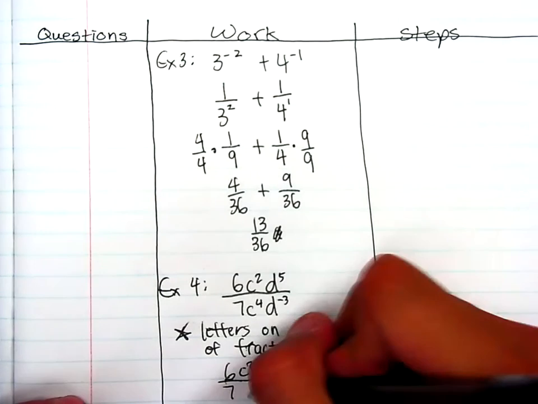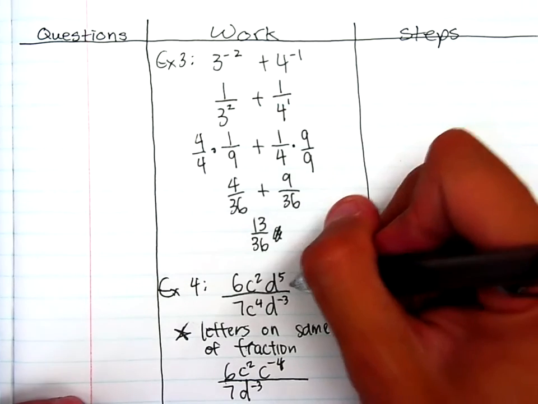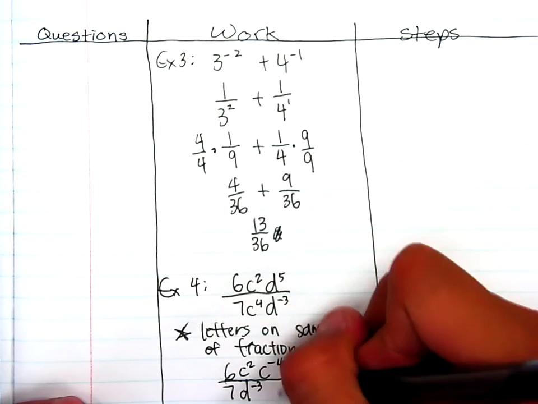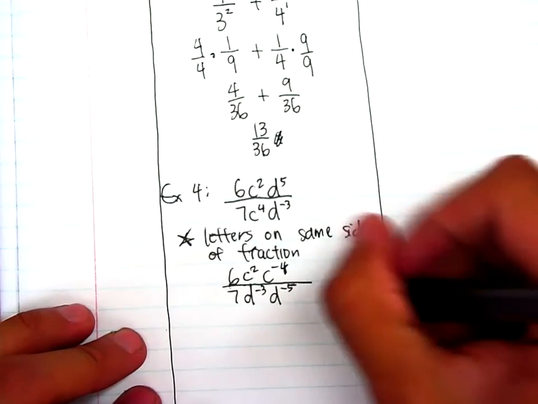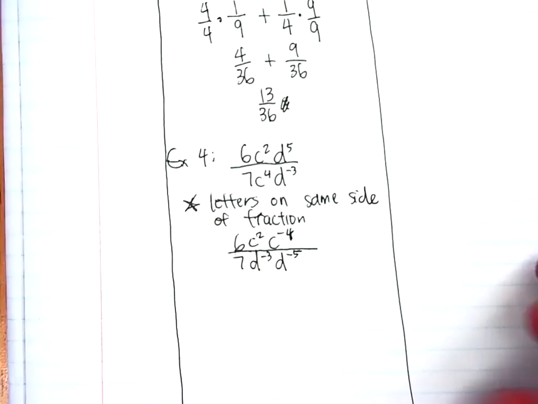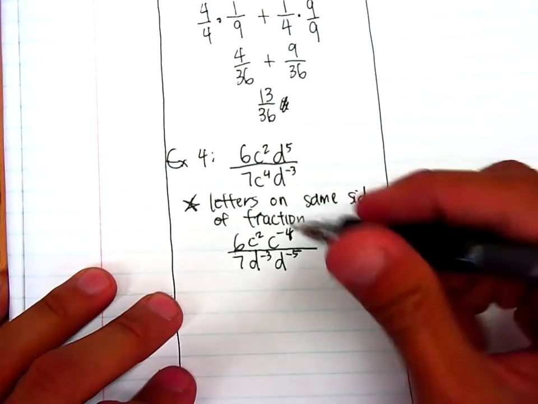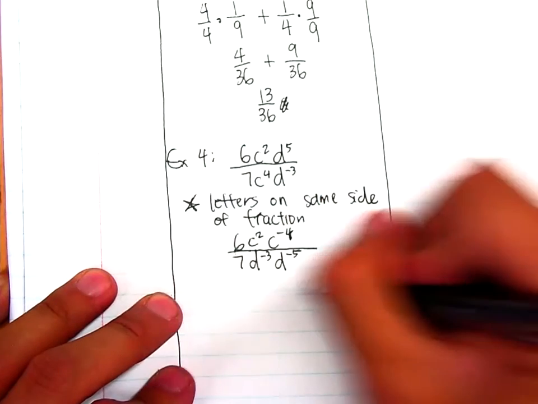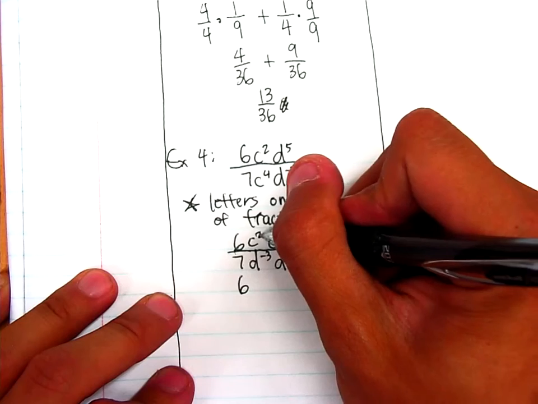Okay? On the bottom, I have D to the negative 3 already, and I want to move the D to the 5th to the bottom. So I'm going to write this as D to the negative 5. Okay, so now that I have the same letters on the same side, I can just multiply powers like Mr. Doan showed you in the first example.